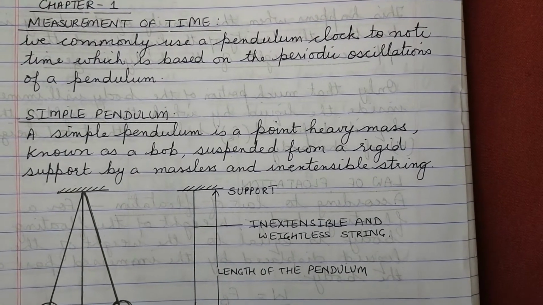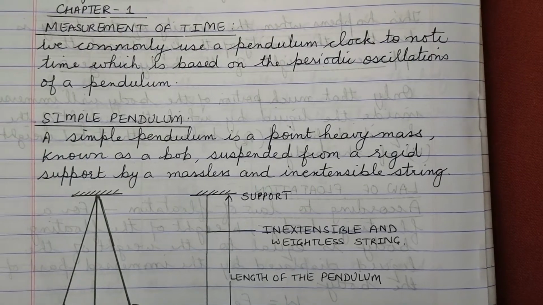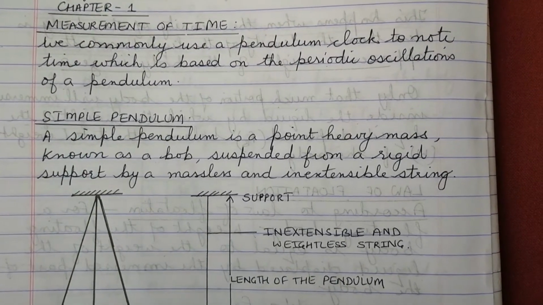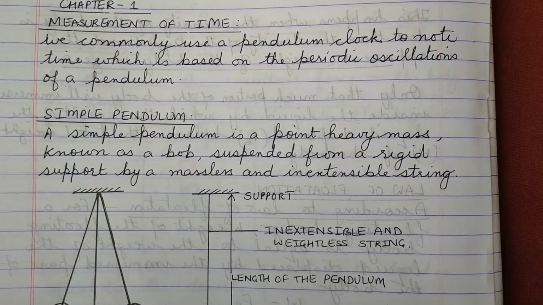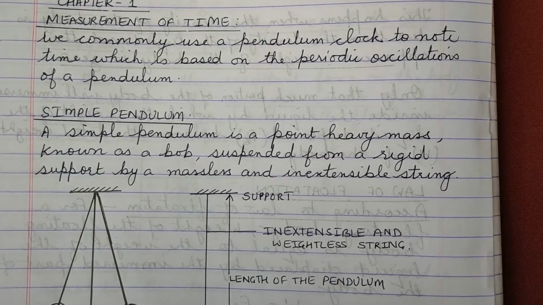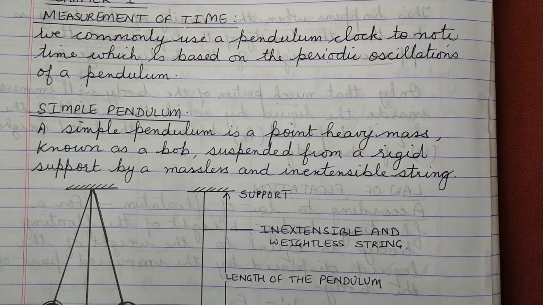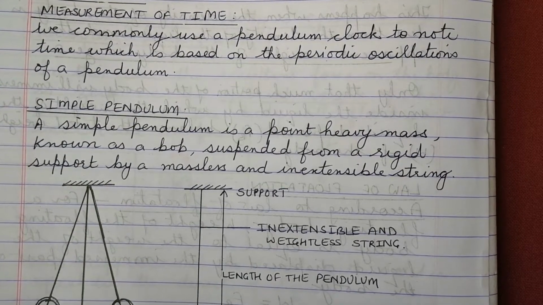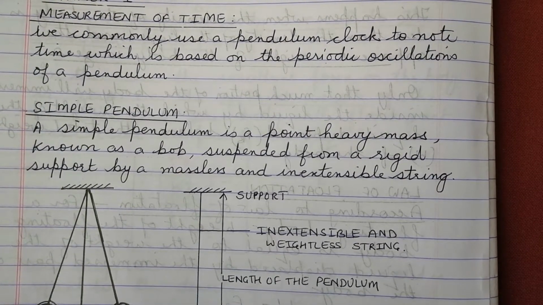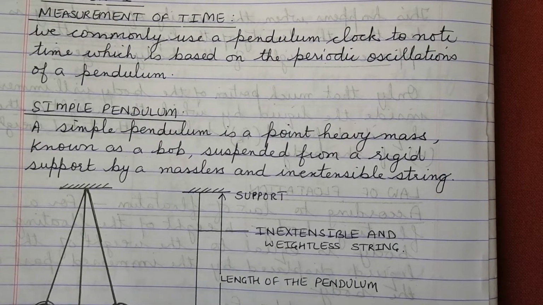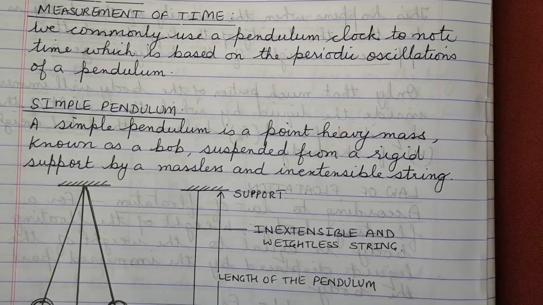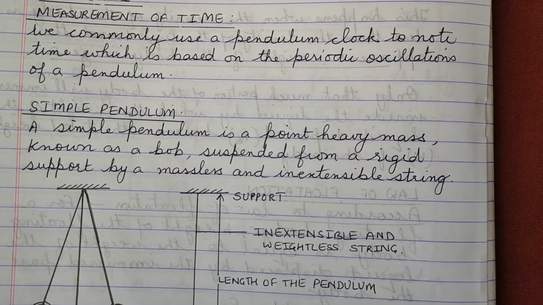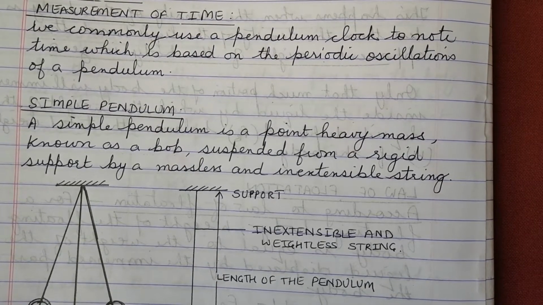Hello students, today from chapter 1, the subtopic which we are going to do is measurement of time. And you already know that commonly we use a pendulum clock to note time, which is based on the periodic oscillation of a pendulum. Now what's a simple pendulum?